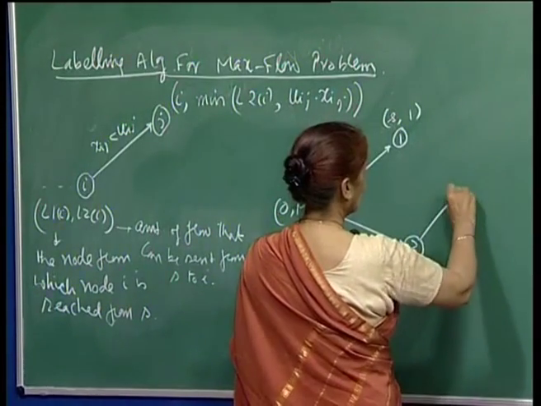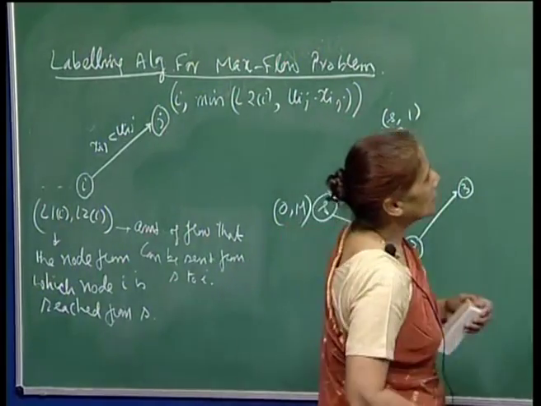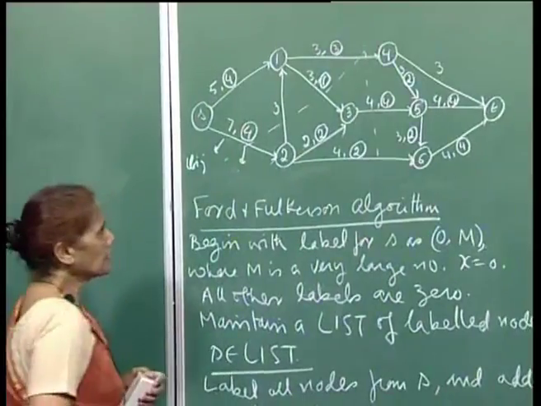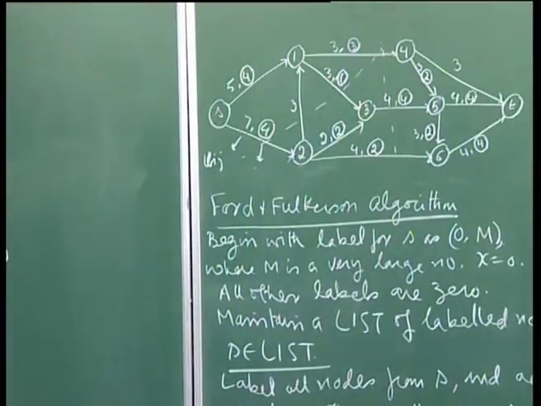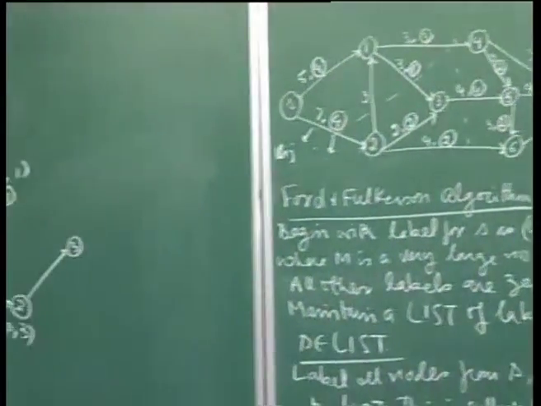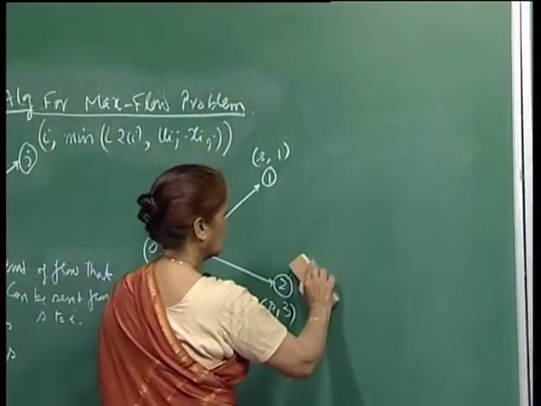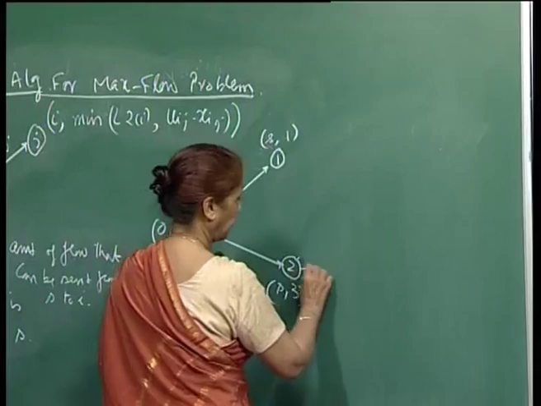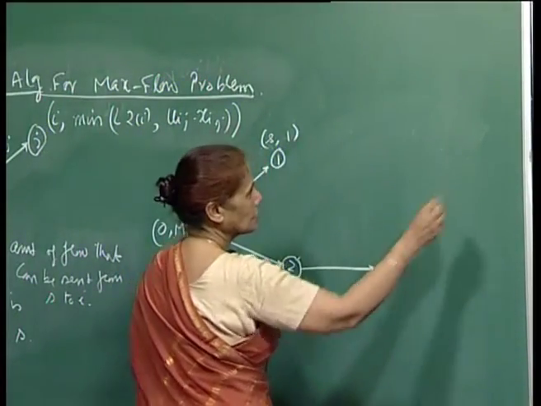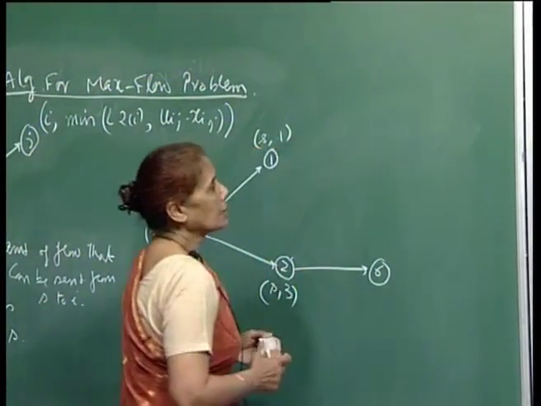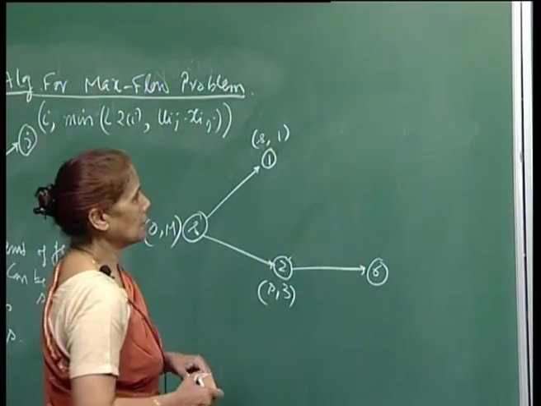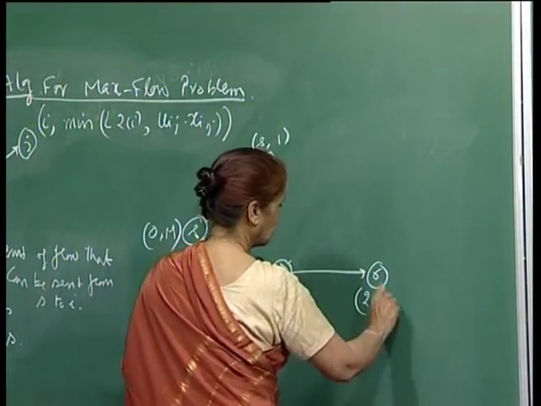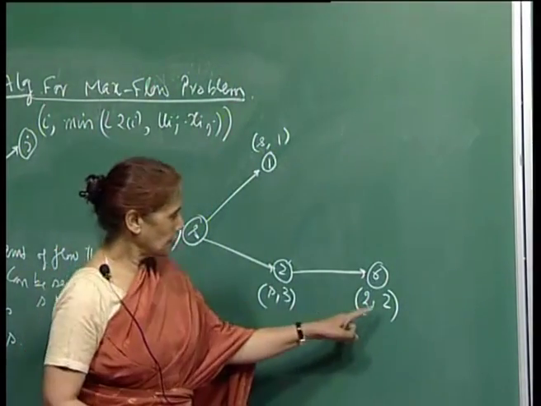2 3 is this one here, the capacity. Okay, I cannot label 3 from 2 because this is already saturated. Remember, for forward arcs the arc should not be saturated. So, I am not able to label this here, right. Then 2 6 you can label because it is not saturated, and the leftover capacity is 2. So, therefore, this will be 2 and 2, right. Minimum of 3 and 2 will be 2.